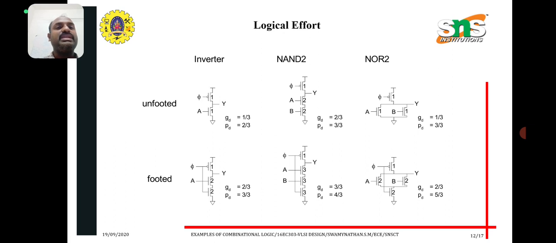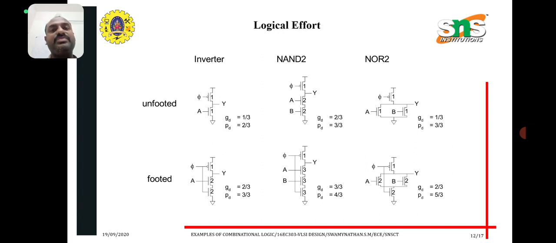Next we will discuss the logical effort. For the unfooted network, the logical effort GD is 1 by 3, and PD, the power, is 2 by 3 for the inverter, and the same for the other: 2 by 3 and 3 by 3 for the NAND gate. For the NOR gate, 1 by 3 and 3 by 3, that is for the unfooted network. And for the footed network, 2 by 3 and 3 by 3 for the inverter. For the NAND gate it is 3 by 3, that is 1, and 4 by 3 for power. And for the NOR gate GD is 2 by 3 and PD is 5 by 3. That is the logical effort.